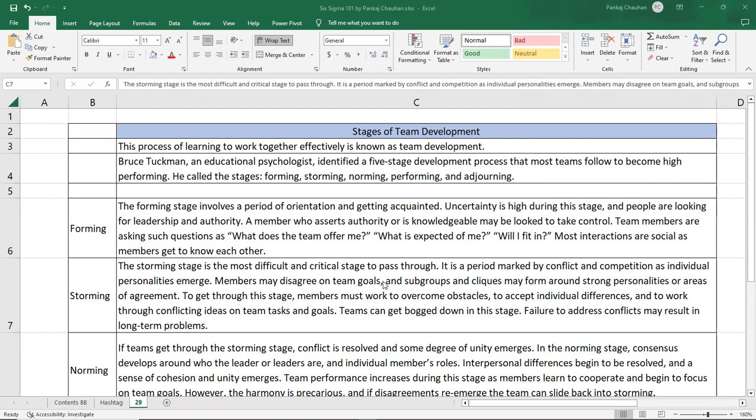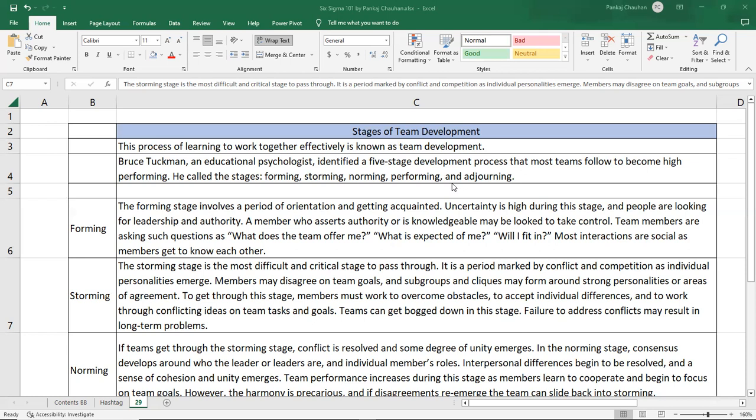In this session, we will talk about the stages of team development, which we also call Tuckman team development or Tuckman team stages. This was developed by Mr. Bruce Tuckman. He was an educational psychologist, and he identified these 5 stages for the development process that most teams follow to become high performing. He called these stages in a series: you will form, the team will go through the storming stage, then norming, performing, and last is the celebration, which is called adjourning.